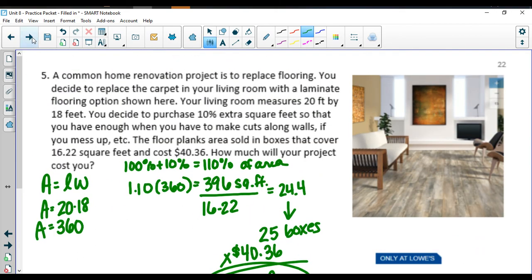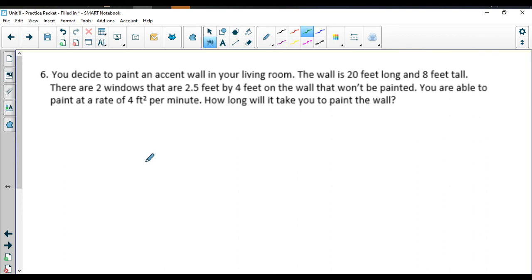That's question number 5. Final question number 6, you decide to paint an accent wall in your living room. The wall is 20 feet long and 8 feet tall. There's 2 windows that are 2.5 by 4 feet on the wall that won't be painted. You are able to paint at a rate of 4 square feet per minute. How long will it take you to paint the wall?